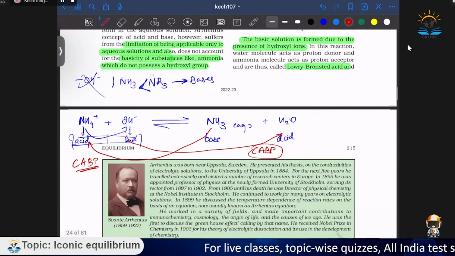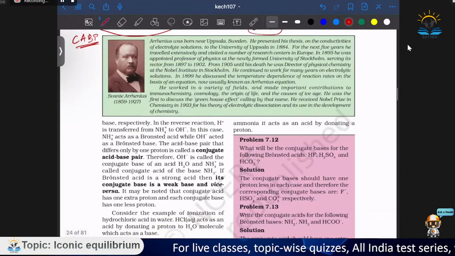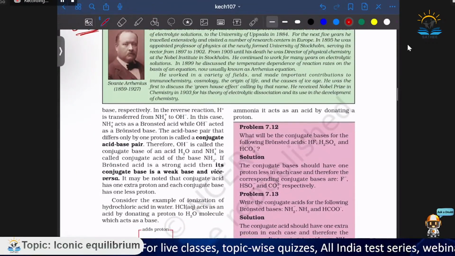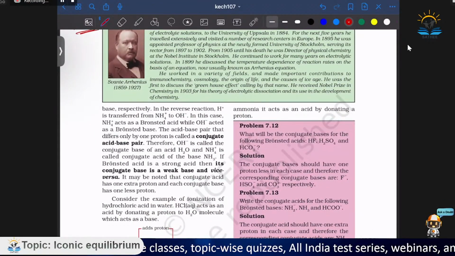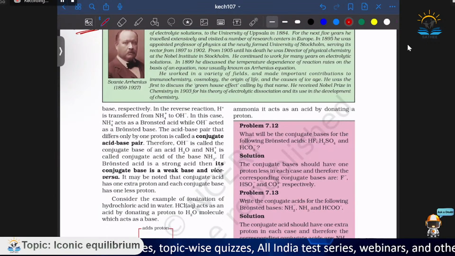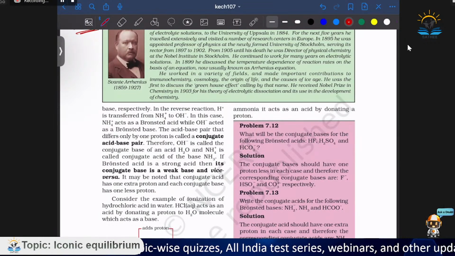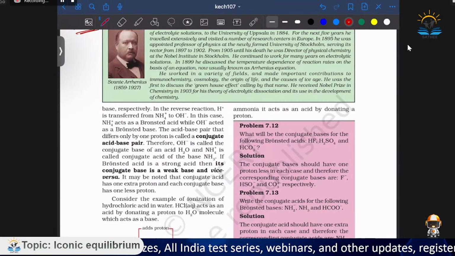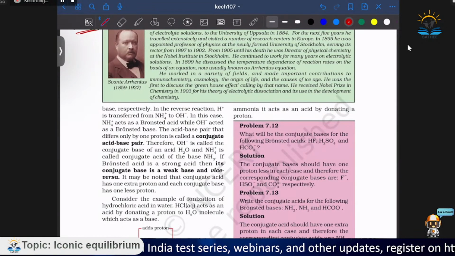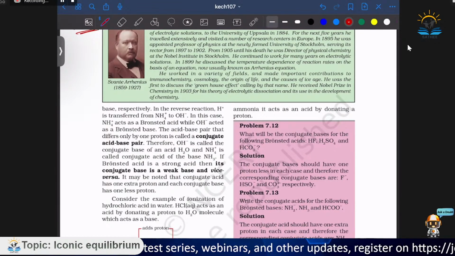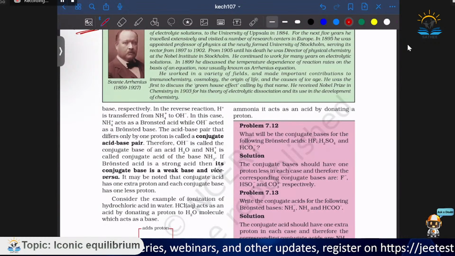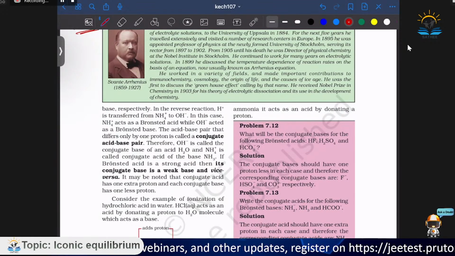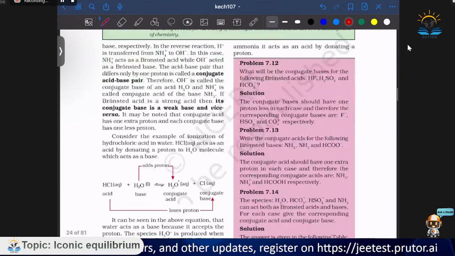So all the acids have a conjugate base, all the bases have a conjugate acid, all the conjugate bases have an acid, conjugate acids have a base to which they can pair. Okay, this is what the concept is saying. If you reverse the reaction, the terms change. And the ones which are related are known as conjugate acid bases. Very simple. They have given an example.